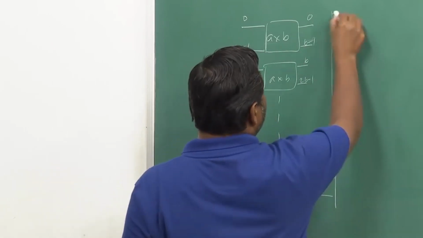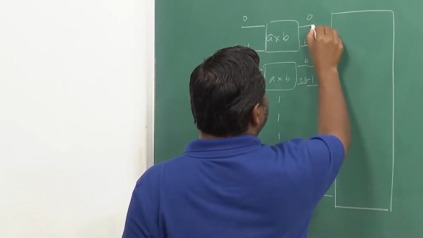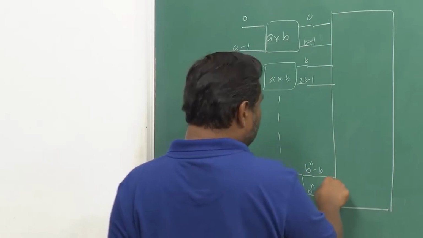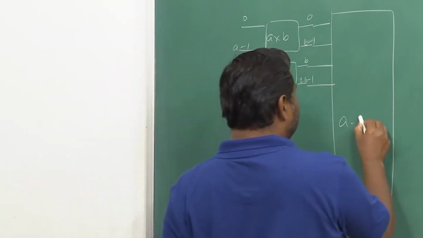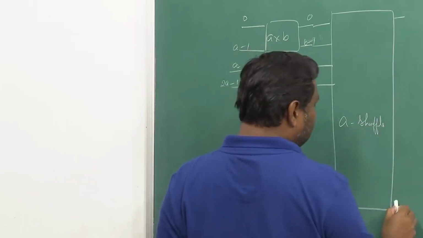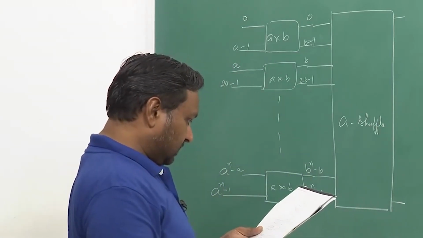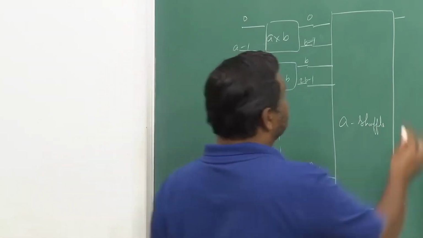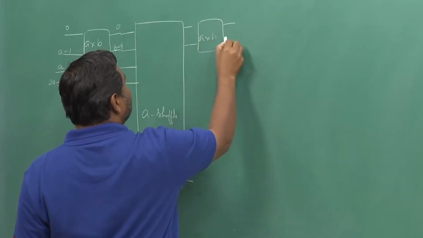And then I will be now connecting a shuffle interconnection here. So, these will be numbered from 0 to b raised power n minus 1. I will be doing a shuffling here, and I will get the outputs, okay, and then these again will be connected to a by b and so on.